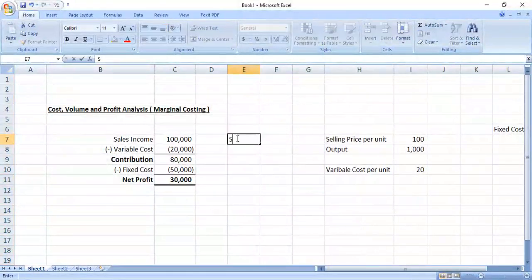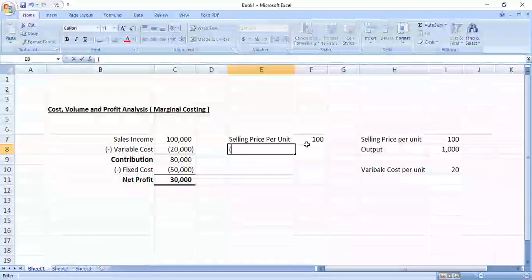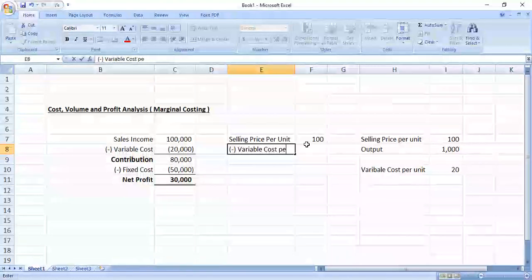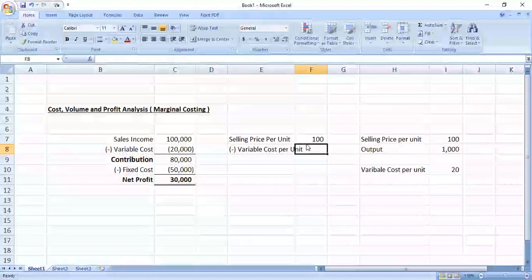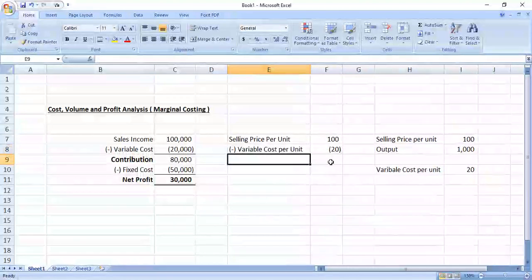Let's say you have your selling price per unit. Same thing, different way. How much is your selling price per unit? It's, let's say, the same 100. Selling price per unit is 100, and from that you deduct the what? Variable cost per unit. For 1 unit, how much is the variable cost? Which is 20, right? I don't want to change the figures.